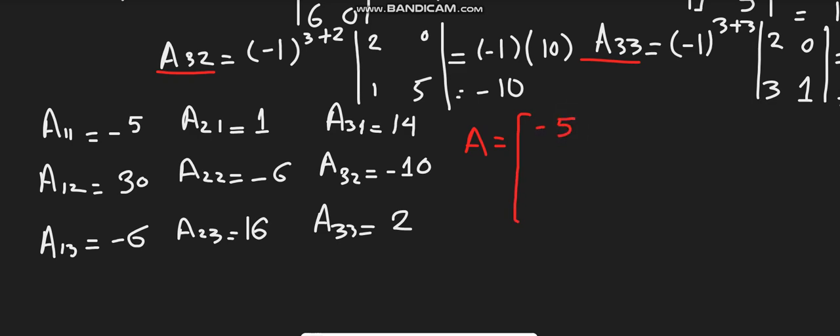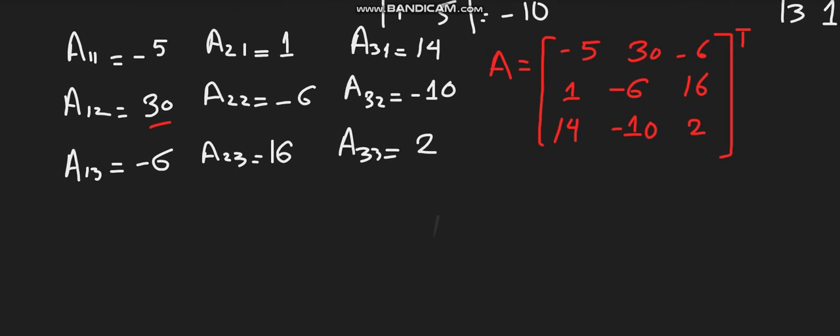So minus 5, then A12 is actually 30, so 30 over here, and then minus 6, then A21, which is 1, then minus 6, and then 16. Similarly, A31 was 14, then minus 10, and the last entry is 2. And finally, we have to take the transpose of this matrix now. So the steps for finding the adjoint will be completed then.